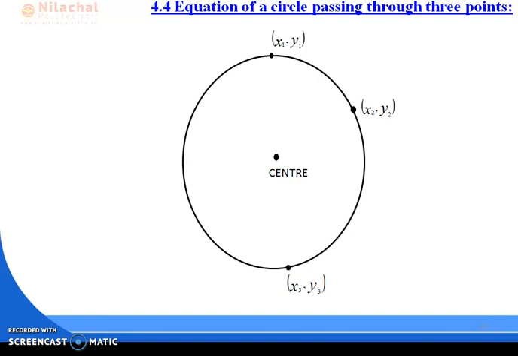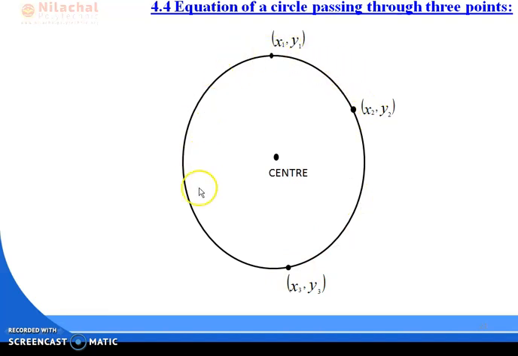Our chapter number is 4 and the topic is circle. Today we will discuss the equation of a circle passing through 3 points. Let's see. This is the circle. This is the center of the circle.